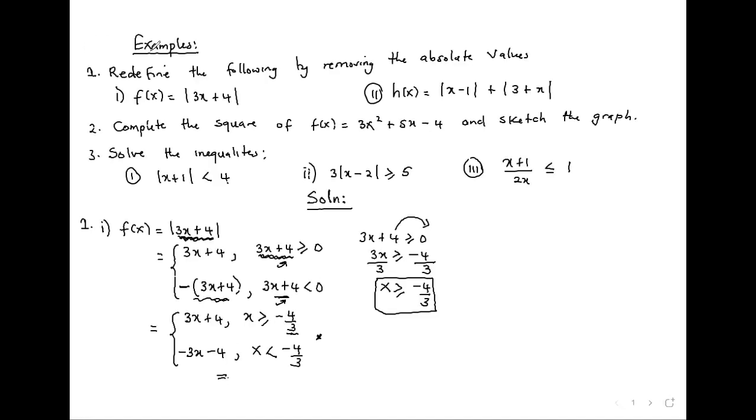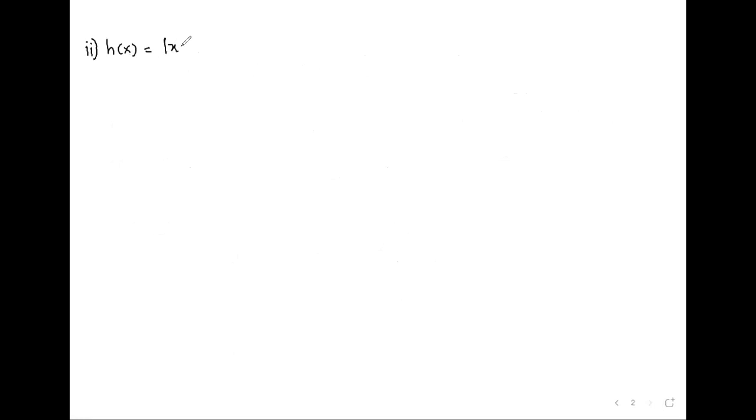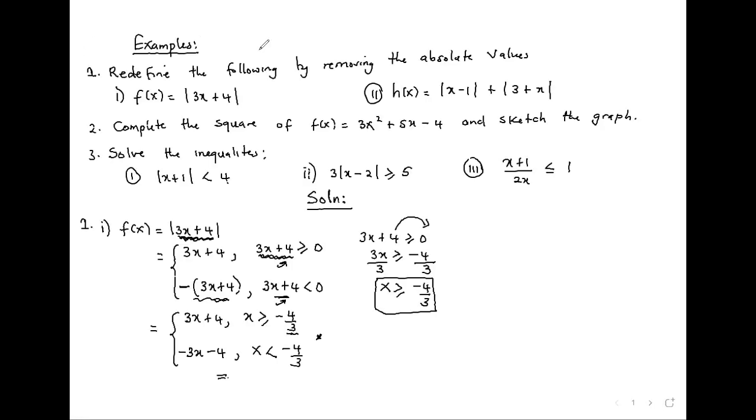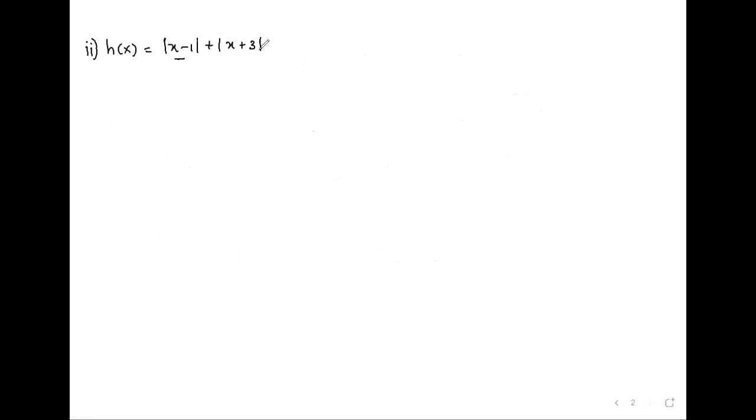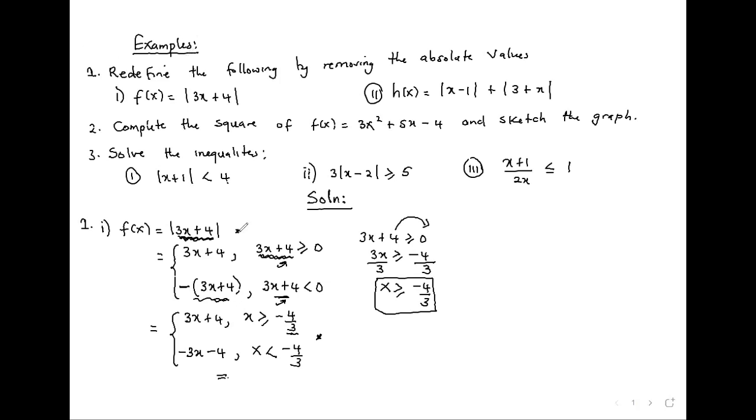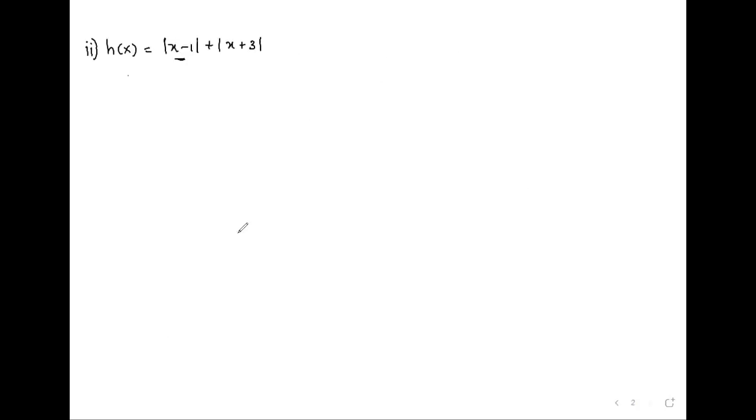Part 2, h of x is x minus 1 plus x plus 3. So here, you get the first one and redefine it. There we are redefining this one here. So you say x minus 1 in the modulus is the same as you open, you write x minus 1, comma, x minus 1 greater or equal to 0. Then you write negative x minus 1, comma, x minus 1 less than 0.